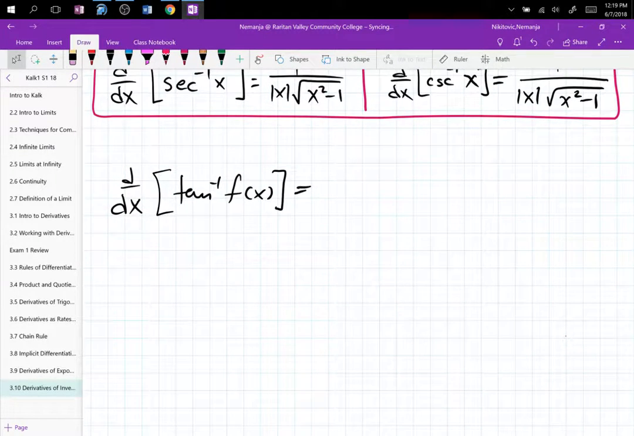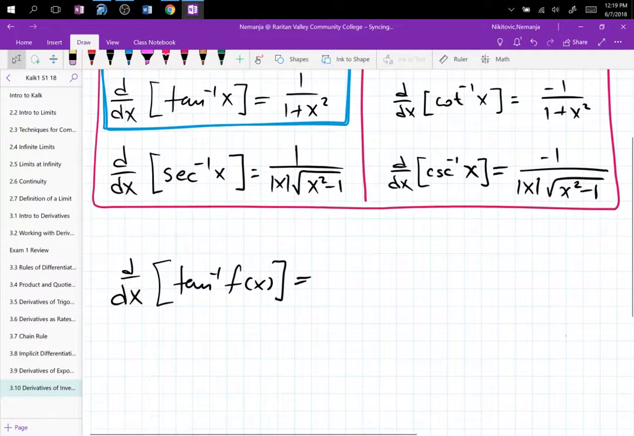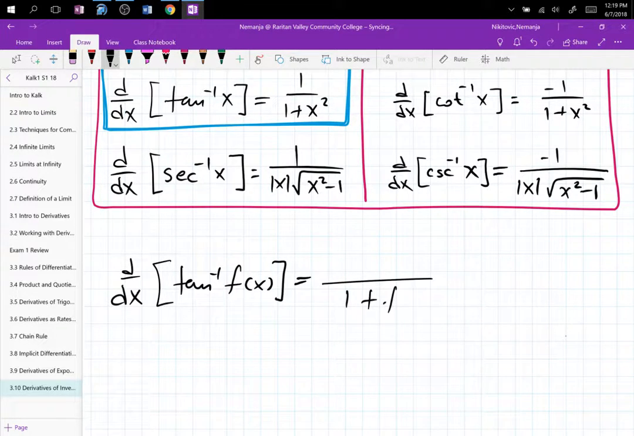Well, if you look at the formula up there, it says 1 over 1 plus x squared. So the denominator is 1 plus x squared, so this should be f of x squared in the denominator, and then its derivative on top. So that's the way you modify these formulas. Each one of those will replace each x with f of x, and then you multiply everything by f prime because of the chain rule.